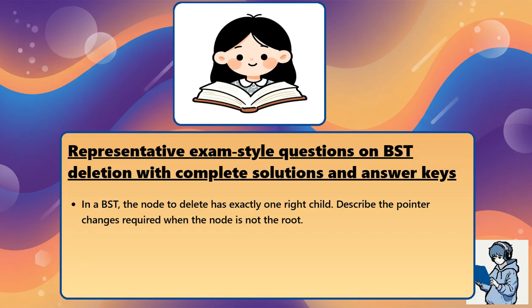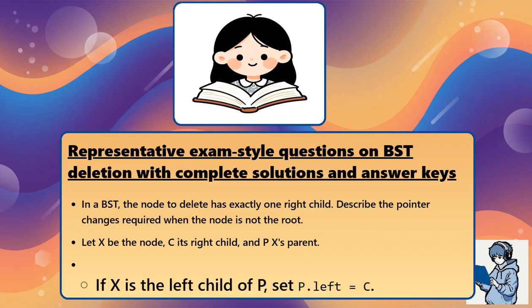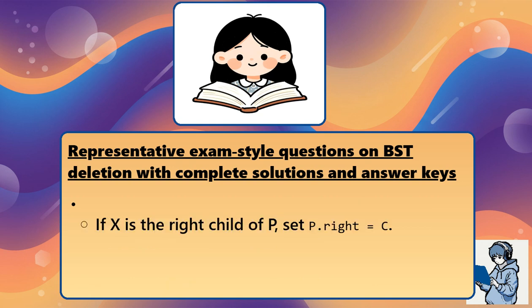In a binary search tree, the node to delete has exactly one right child. Describe the pointer changes required when the node is not the root. Let x be the node, c its right child, and p x's parent. If x is the left child of p, set p.left equal to c. If x is the right child of p, set p.right equal to c.